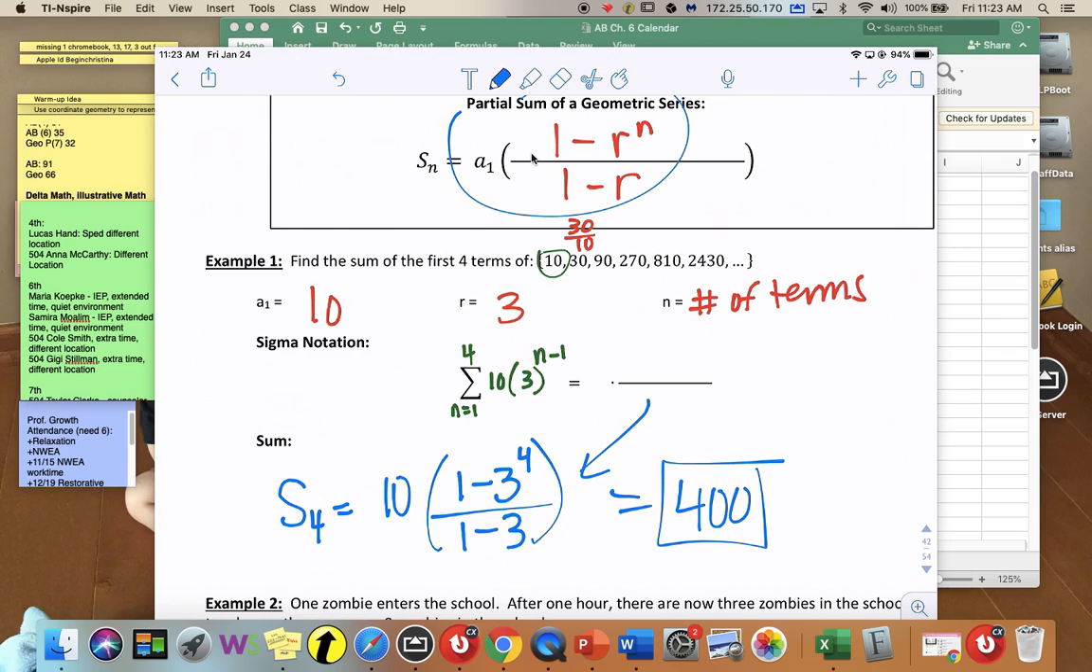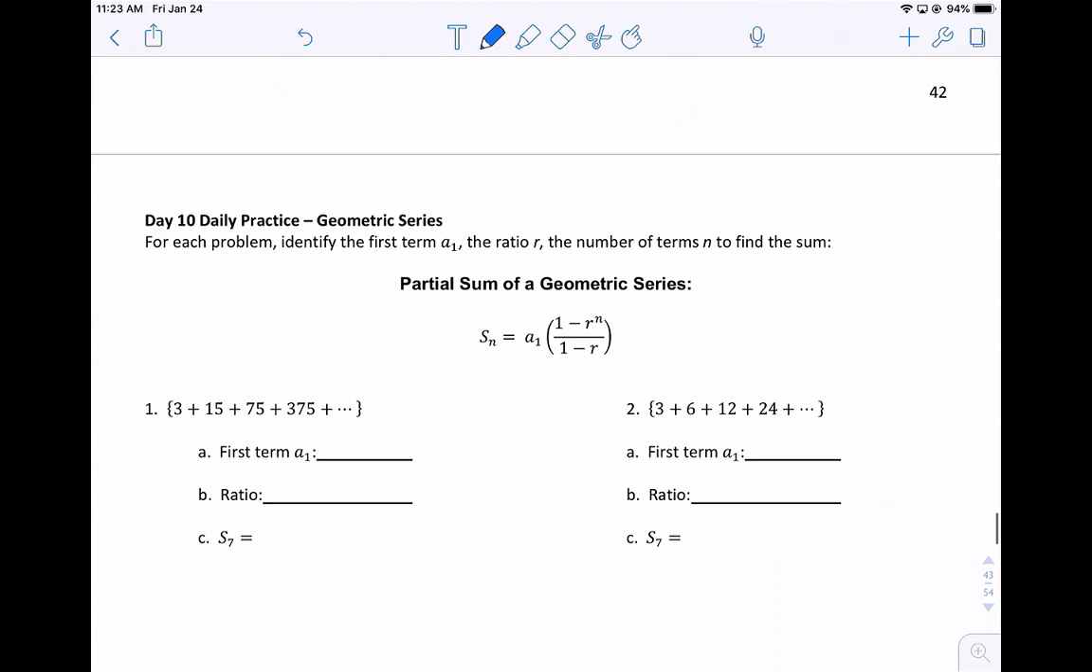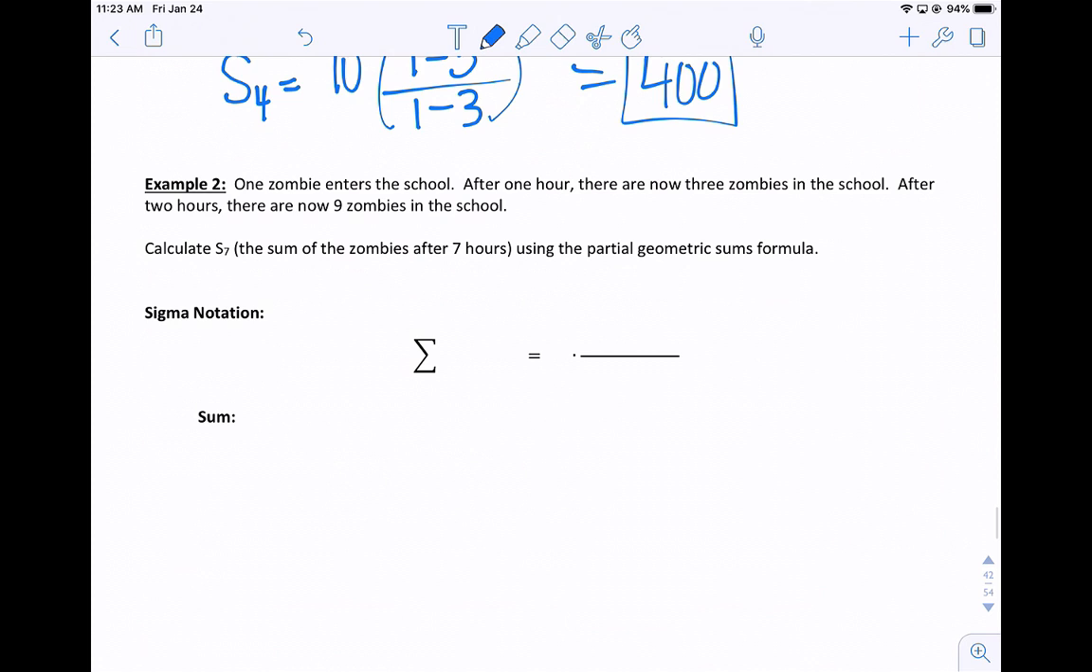Okay, let's do another example, and again, we'll practice typing it in. Example 2, 1 zombie enters the school. After 1 hour, there are 3 zombies. After 2 hours, there are 9 zombies, and so on. So if we were to list the sequence, it's 1, 3, 9, and so on. We can see it's geometric. It says calculate the sum of the first 7 terms using the partial sums formula.